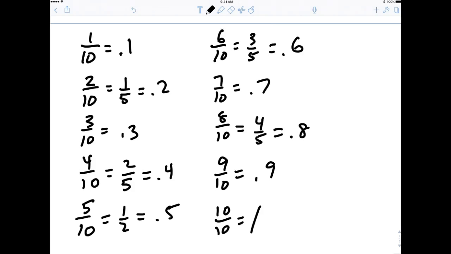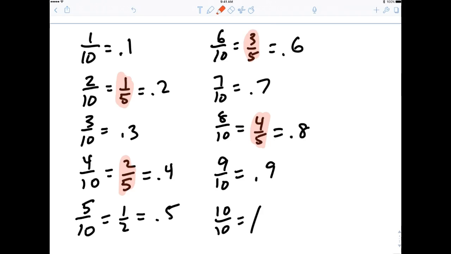Look up. You should know everything from 1/10 to 10/10 and what decimals those are. Next, notice the fifths. You should highlight all the fifths. All the fifths do is count by 0.2. So if somebody says 1/5, you should automatically know it's 0.2. You should know 2/5 is 0.4, 3/5 is 0.6, and 4/5 is 0.8. I feel like everybody should know that.